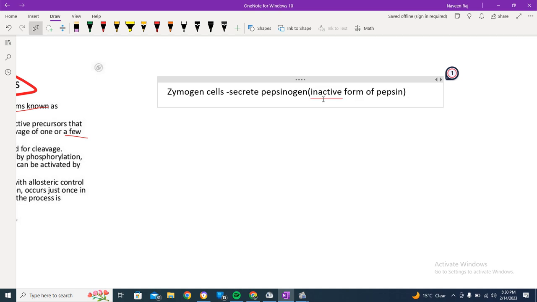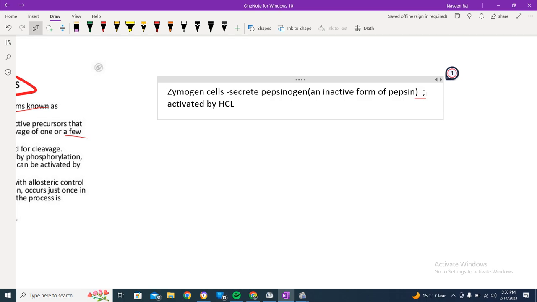Now this is an inactive enzyme. Here we have a point: it is activated by HCl, hydrochloric acid, that was produced by the parietal or oxyntic cells, which we looked at in our previous video. HCl will activate the inactive pepsinogen, and the pepsinogen will be converted into the active form, that is pepsin.